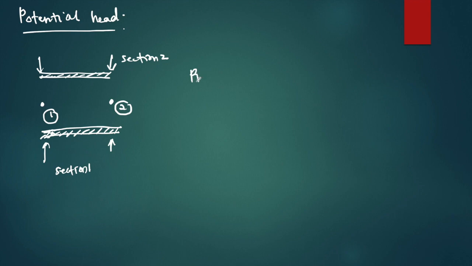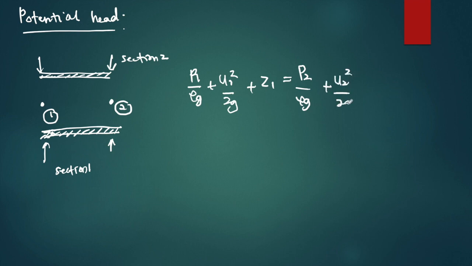Now we focus on potential head. We know that this is Bernoulli's equation: U1 square over 2g plus Z1 equals P2 over rho g plus U2 square over 2g plus Z2. Now our focus is on Z1 and Z2. This is the potential head, or potential energy term, in the Bernoulli's equation. Z1 represents the elevation at point 1, and Z2 is the elevation at point 2. So we can put a datum here at a point below the pipe. This is your datum.